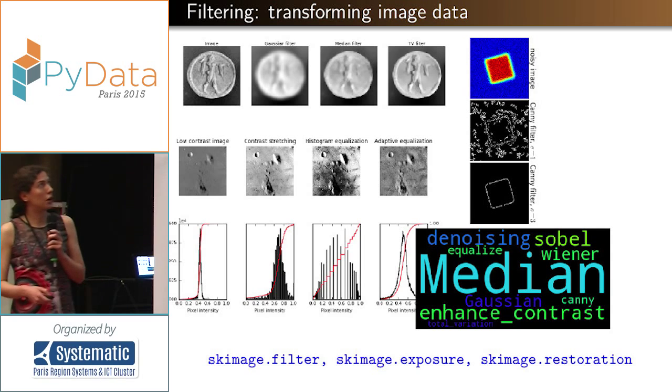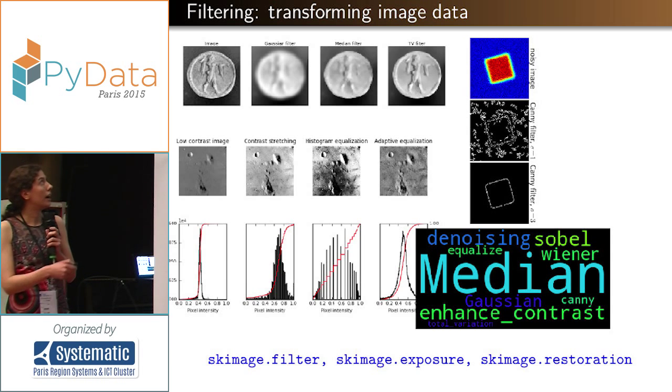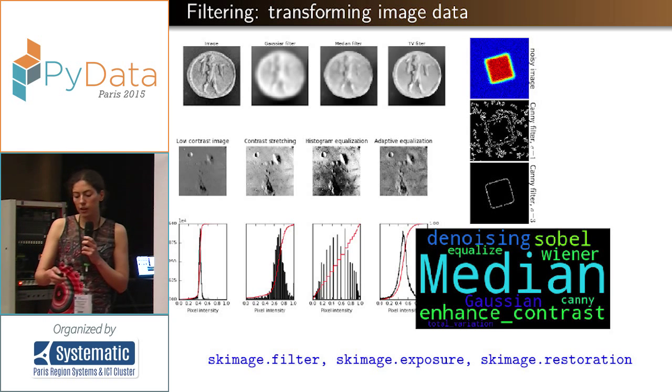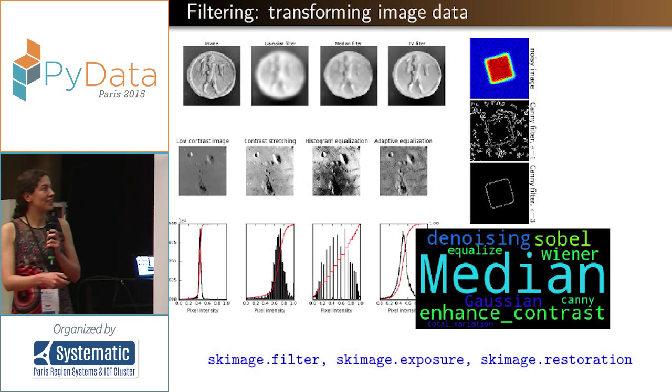So I've put here a few other examples of filtering, like contrast equalization or edge detection. All of them, you can find them. It's a bit like a laundry list of image filtering.